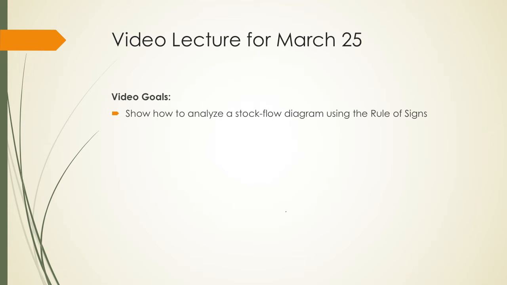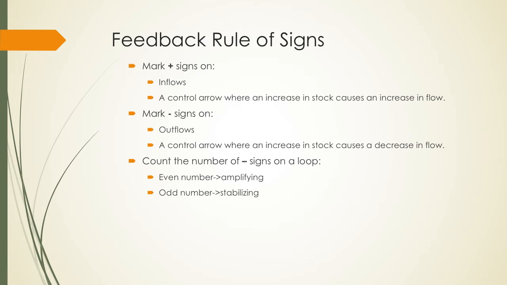In this video lecture, I will show you how to determine if a feedback loop is amplifying or stabilizing using the rule of signs. The two feedback loops we've considered so far were fairly simple. The stock directly affected one of its flows. This allowed us to directly analyze what type of feedback loop was present.